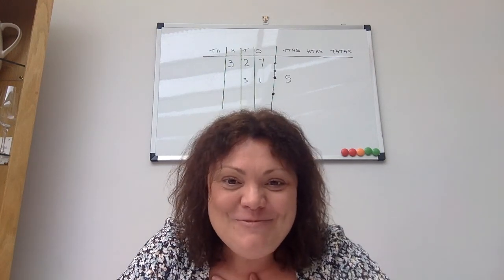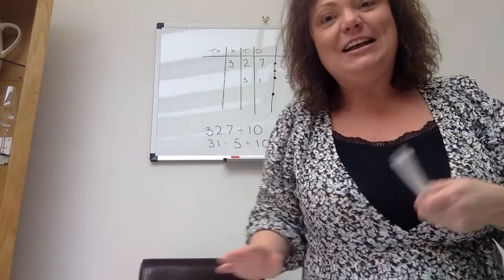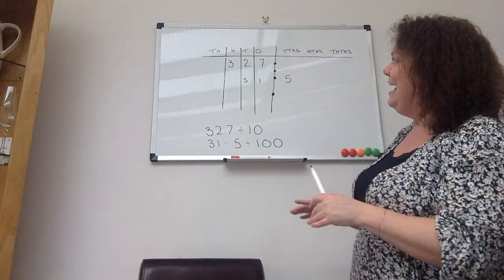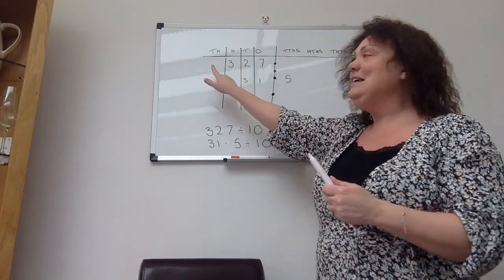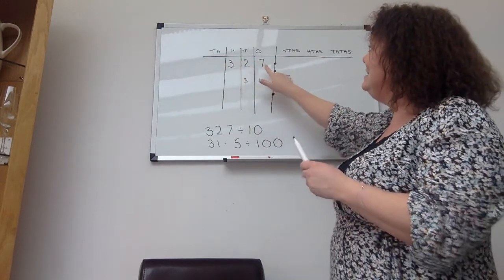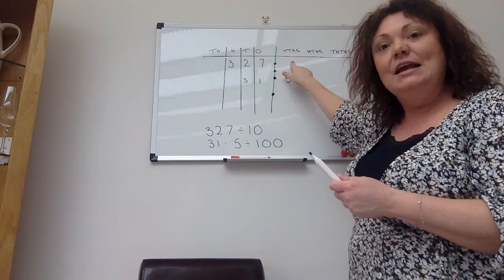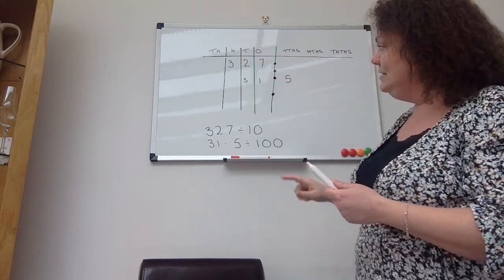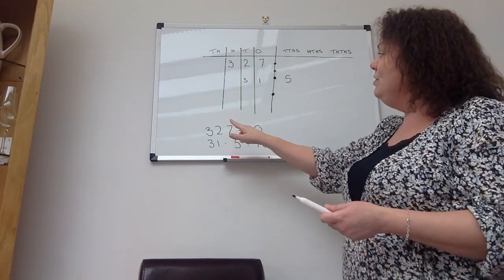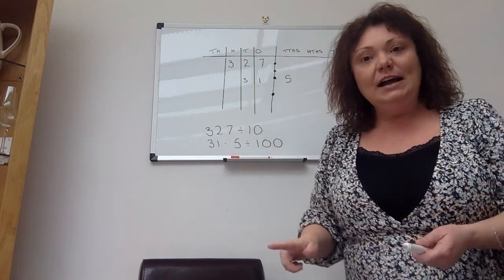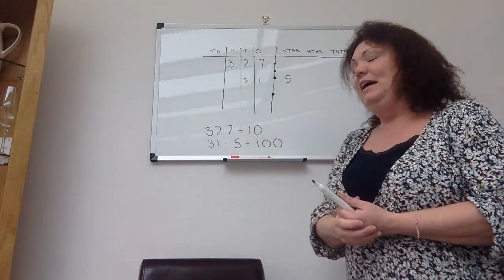So shall I have a go on my whiteboard? Don't laugh at me if I get it wrong, okay, Year 6? Okay, we're learning together. So we have got our place value chart here, and we have got our thousandths, and we have got our hundredths, we've got our tens and our ones, okay? And then we've got our decimal place, and we've got our tenths, our hundredths, and our thousandths. And I've got two questions here for you to answer. So we have got 327 divided by 10. And then we're going to do 31.5 divided by 100.